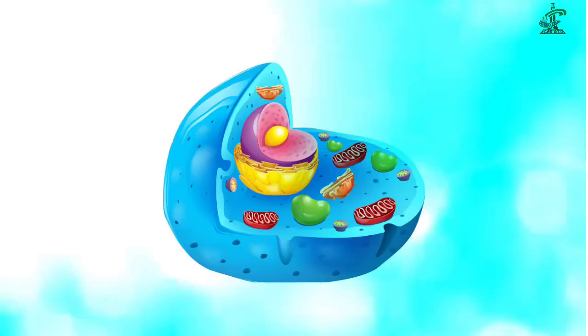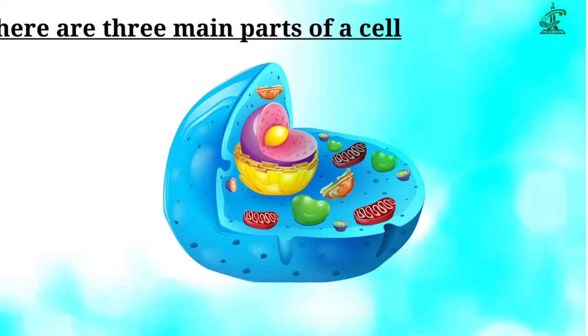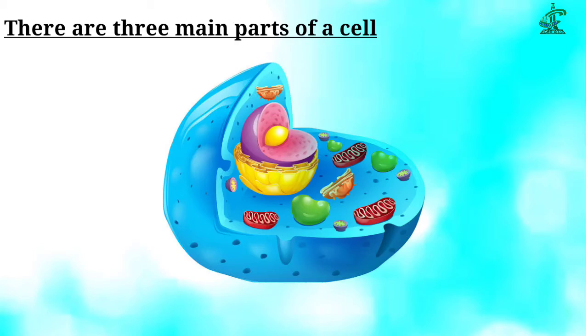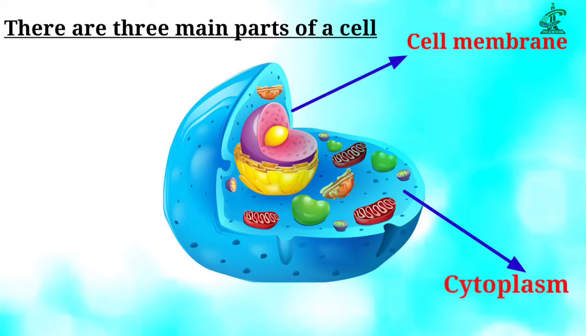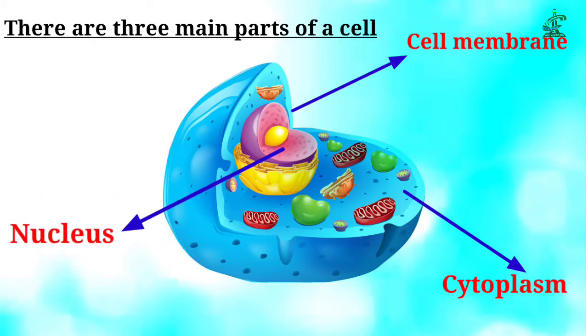Beta, let's take a quick recap of our previous lecture. In the previous lecture, we studied three main parts of a cell. Number one is the cell membrane, number two is the cytoplasm, and number three is the nucleus, which is present in the middle of a cell. Okay? Now, beta, it's your turn to tell me what the three main parts of a cell are. Who will tell me?